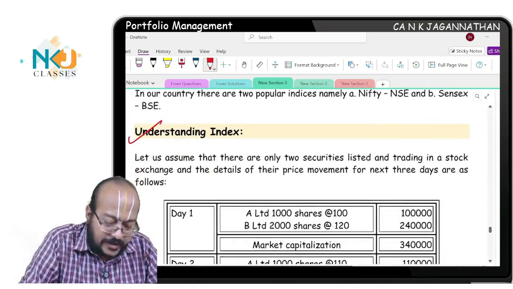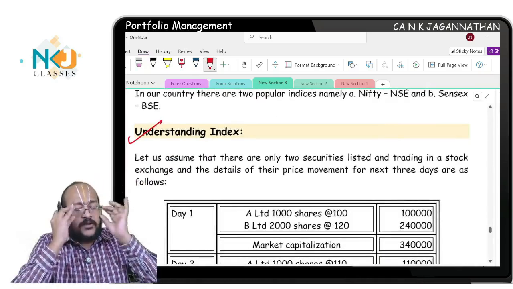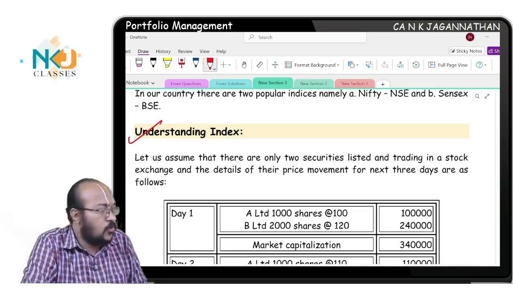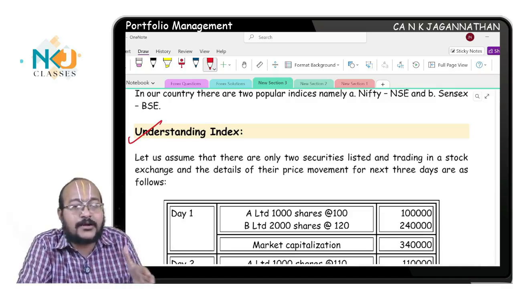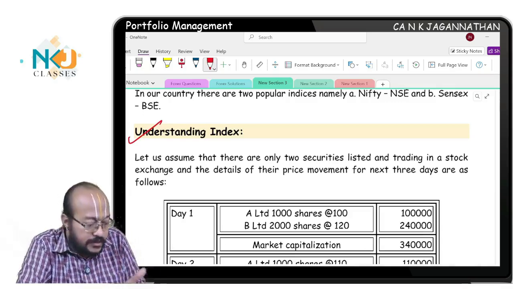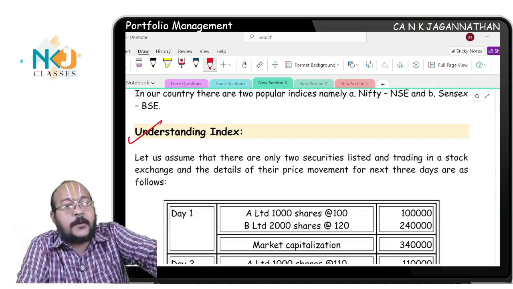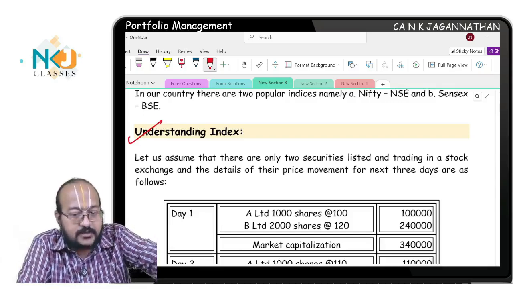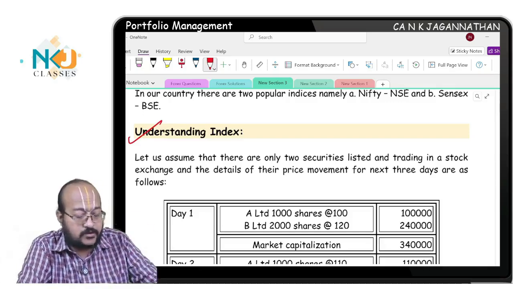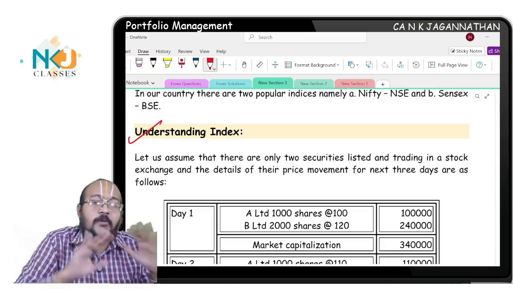Now we need to understand how an index is formed. I'll give you the basic understanding. Don't think all this I'm discussing is only for the capital market line, no. This discussion is common for the capital market line as well as the succeeding capital asset pricing model, the security market line. Are you understanding? Now, this is a common discussion.